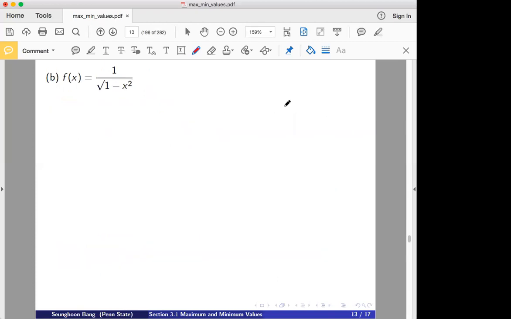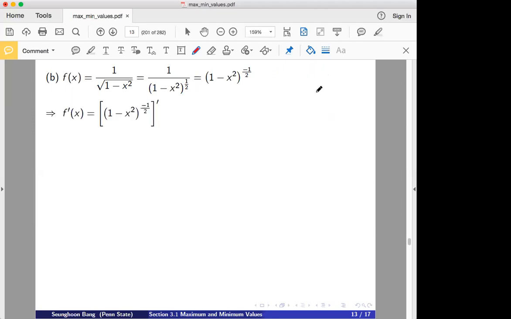Second example, we use the same method. First, before taking the derivative, I want to change this from radical form to exponential form: 1 minus x squared to the power 1/2. Then change it to a negative exponent. This is the first step.